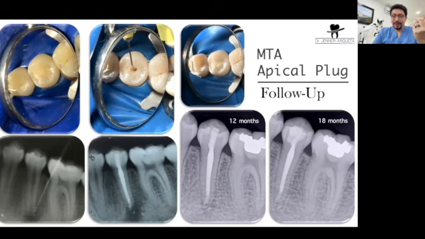I did that treatment almost seeing nothing. Everything was made only by tactile sensation. And I was very lucky because I managed to place that apical plug and to keep it inside of the root canal system. But it took me 2 appointments. It was very stressful. I obtained a good result.